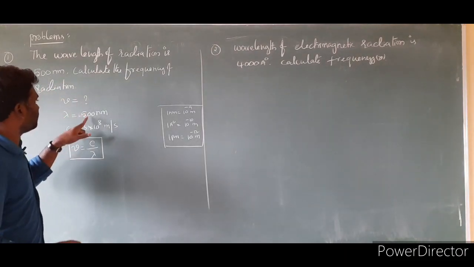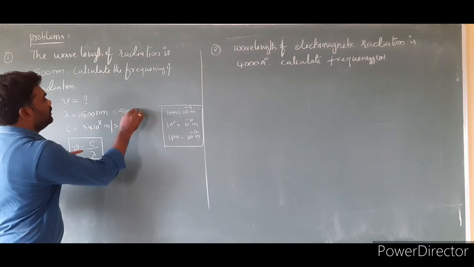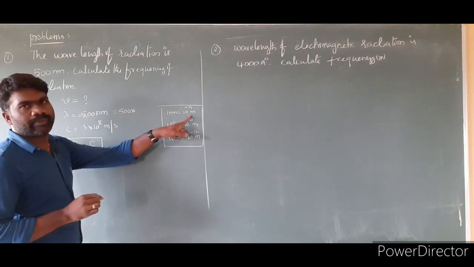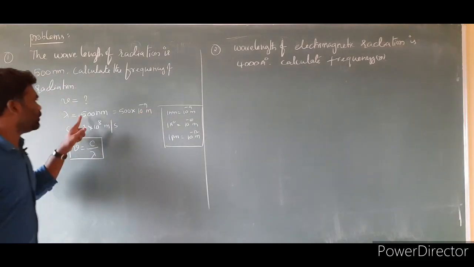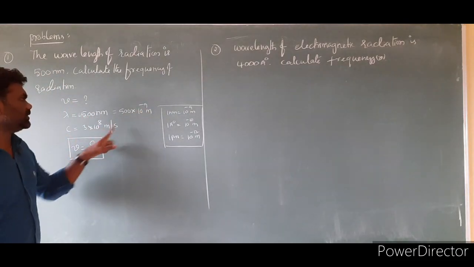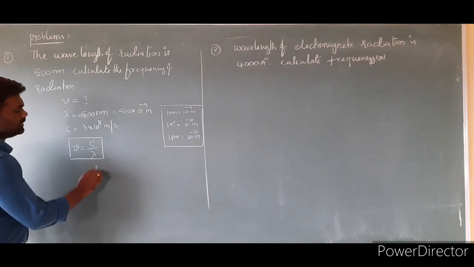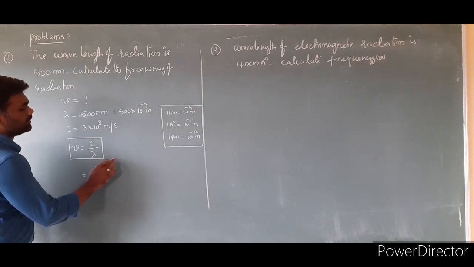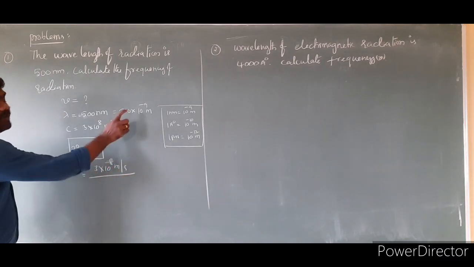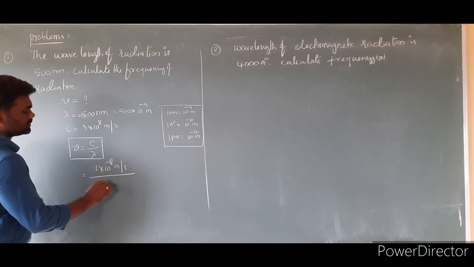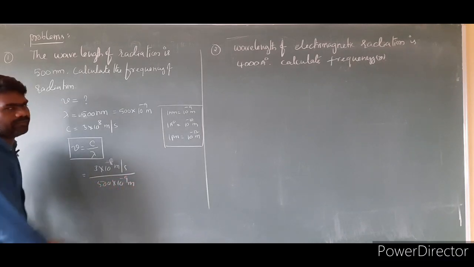Then convert 500 nanometers: 500 into 1 nanometer is equal to 10 power minus 9 meters. Now nanometers are converted into meters, so the units are the same. Then substitute in the formula: 3 into 10 to the power of 8 meter per second by the wavelength, 500 into 10 to the power of minus 9 meters, which we converted.